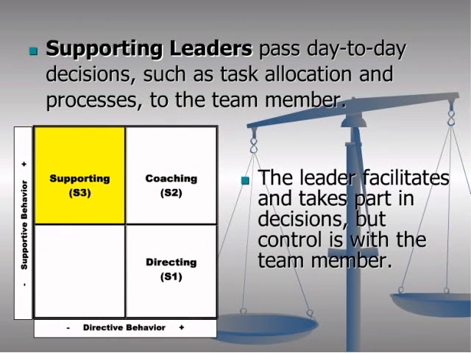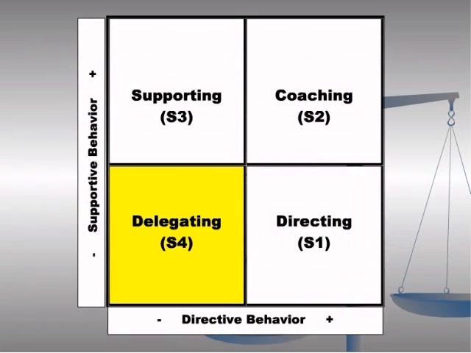Supporting leaders pass day-to-day decisions, such as task allocation and processes, to the team member. The supporting leadership style is used in groups that are not yet comfortable in making decisions, but the members of your team have the experience or ability to do the job. The leader may use this style to support the members of your team when they are disappointed in progress, or when outcome expectations are not immediate. In the supporting leadership style, the leader facilitates and takes part in decisions, but control is now with the team member. Our fourth type of leadership behavior is delegating.